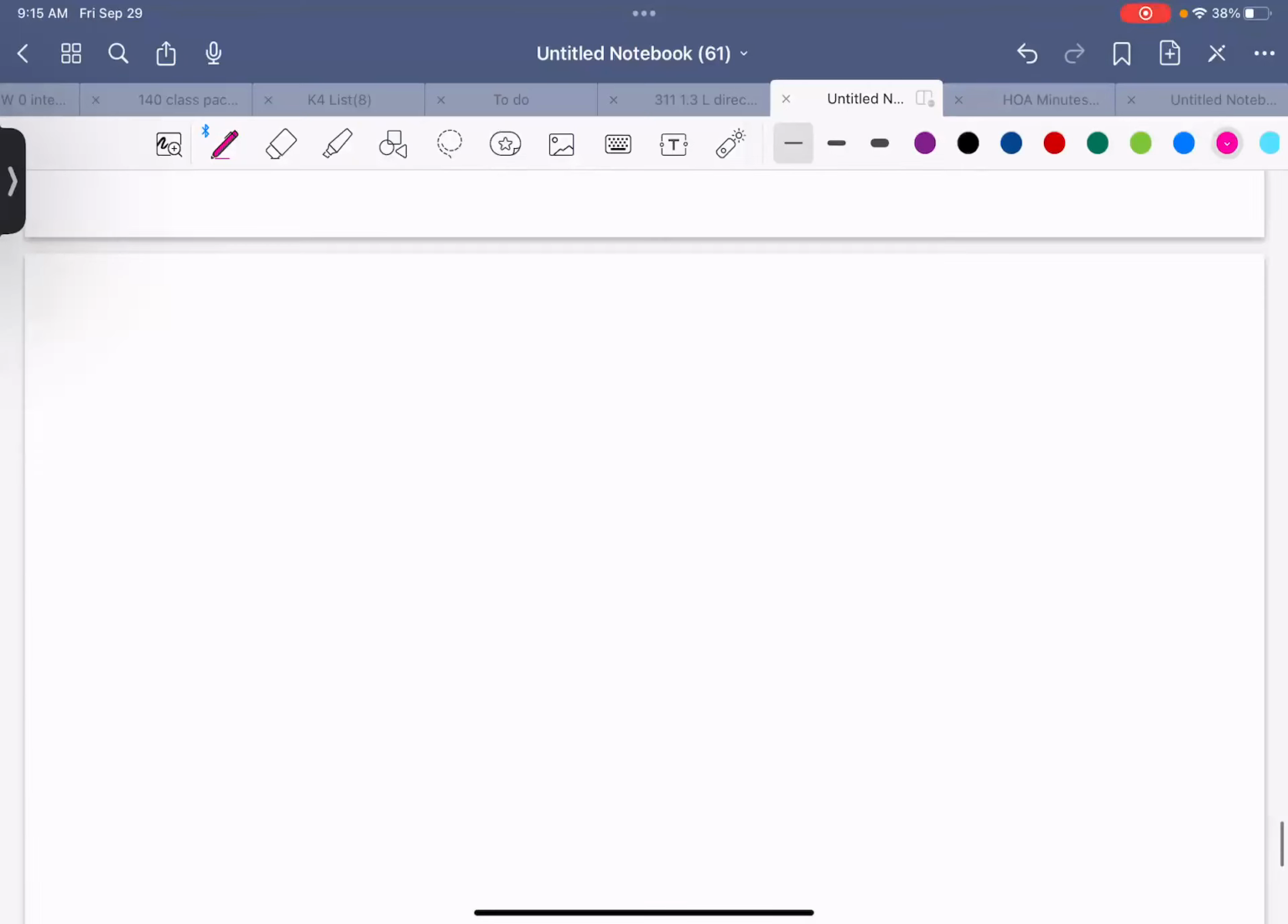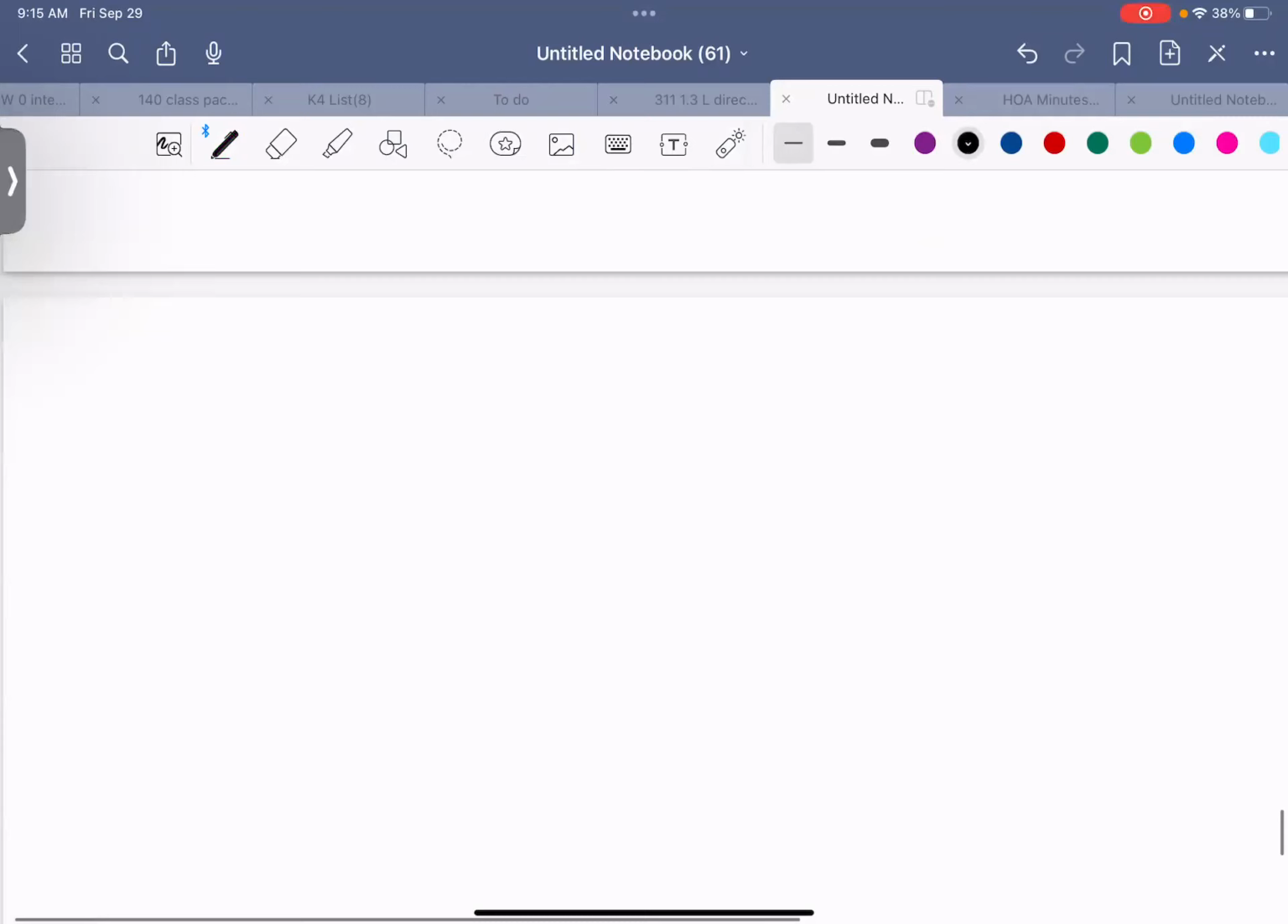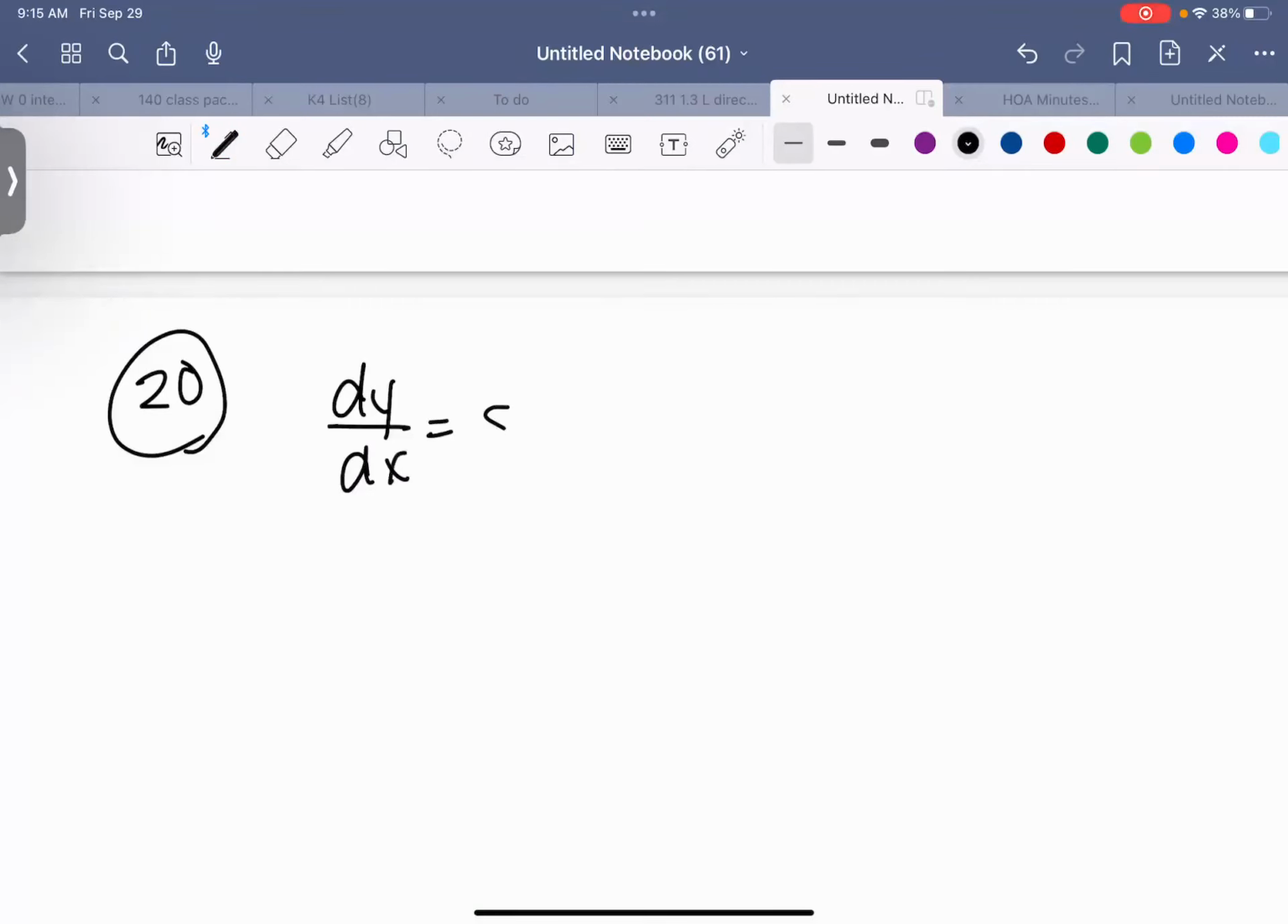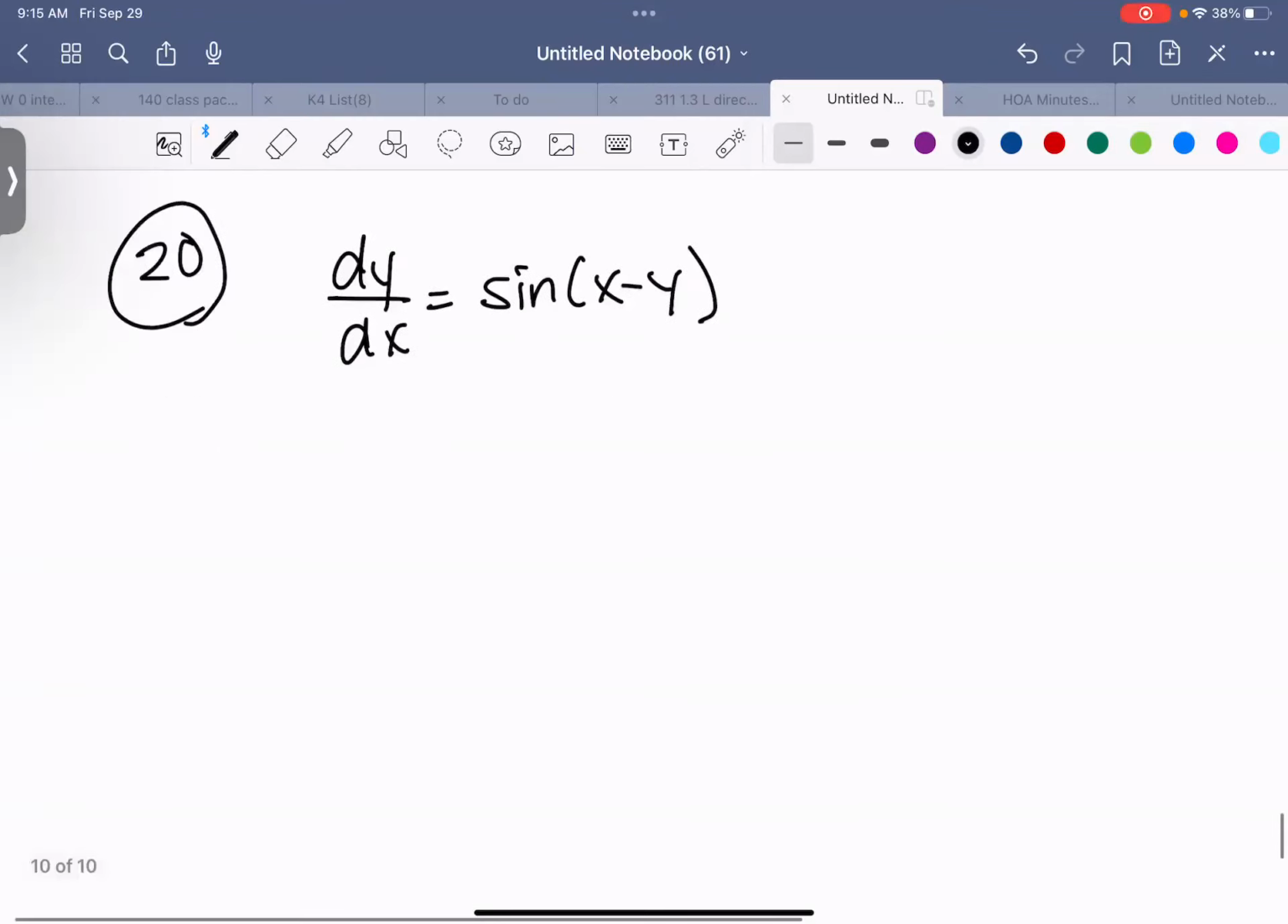All right, what do you have for number 20? sin(dy/dx) equals sin(x minus y). Okay, and switch screen. So what are we doing here? What's my substitution? What type is this? It's linear. So what are we going to make our u? Yeah, we're going to take our u and make it x minus y.